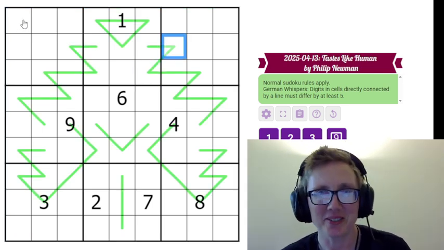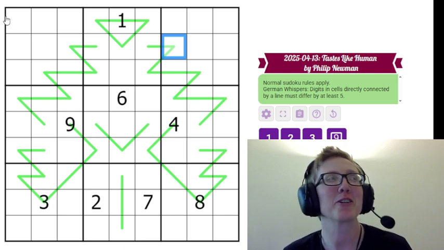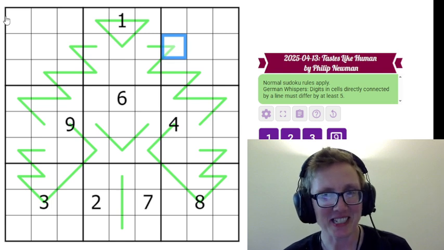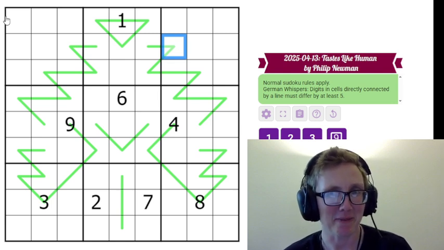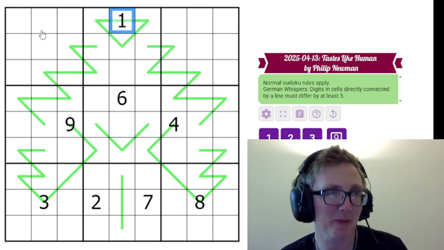I don't know why it's called Tastes Like Human. I believe that should be explained in the original intro posted on Discord, which I only skimmed. So look that up yourself on the Cracking the Cryptic Discord if you want to check out the backstory for this interesting puzzle title. German Whisper Sudoku.